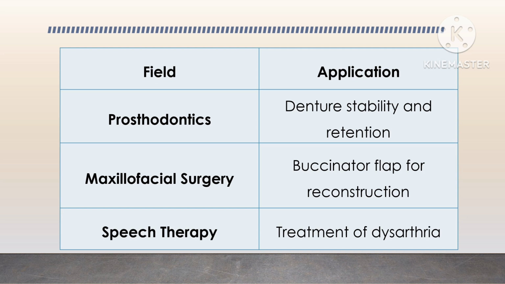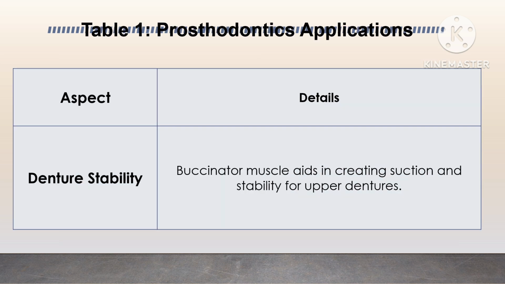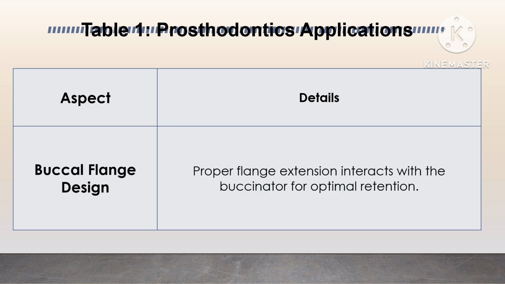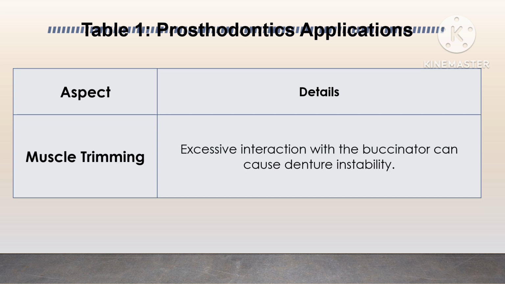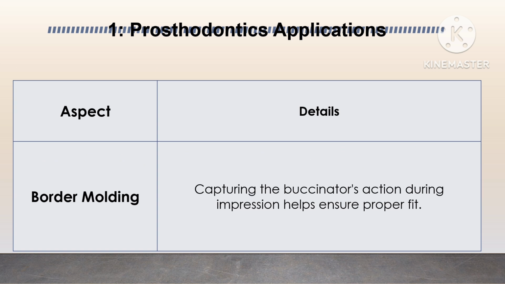Have you ever heard a patient complain about loose or uncomfortable dentures? Often the culprit is poor consideration of the buccinator muscle during the denture design. The buccinator muscle works to hold the denture in place during chewing and speaking. If the denture base extends too far in the buccal vestibule, the muscle will dislodge the denture. On the flip side, if the design is correct, the buccinator provides natural retention and stability to the denture.